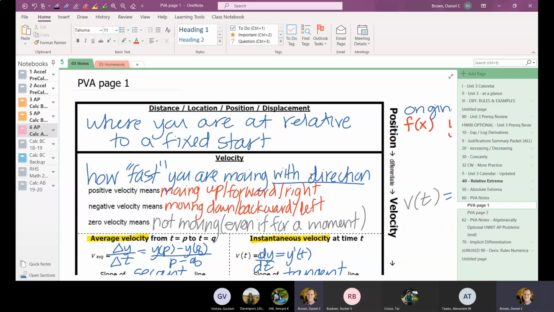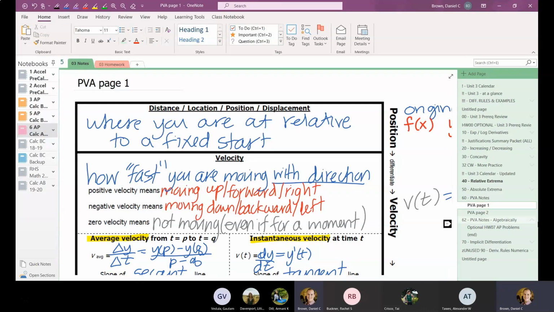Also, on the AP exam, I haven't really talked too much about the AP exam, but it has a multiple choice and a free response section. One of your free response questions will always deal with position, velocity, and acceleration, guaranteed. So you can expect to see a huge portion of your exam coming down to this topic.